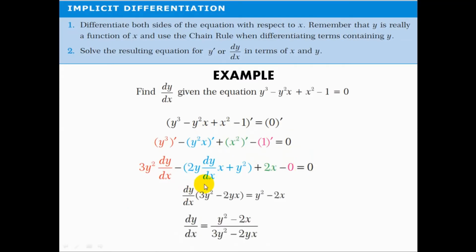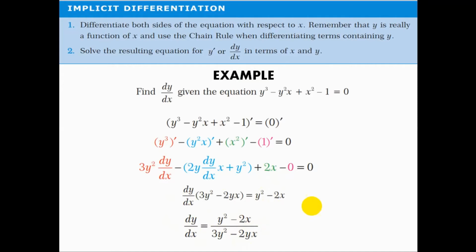Then we take dy over dx in front of the expression, so we get 3y squared minus 2yx. The y squared and 2x we move to the other side, giving y squared minus 2x. Because this side must only have dy over dx, we take 3y squared minus 2yx to the other side. So in this way we get dy over dx. This is the final solution.